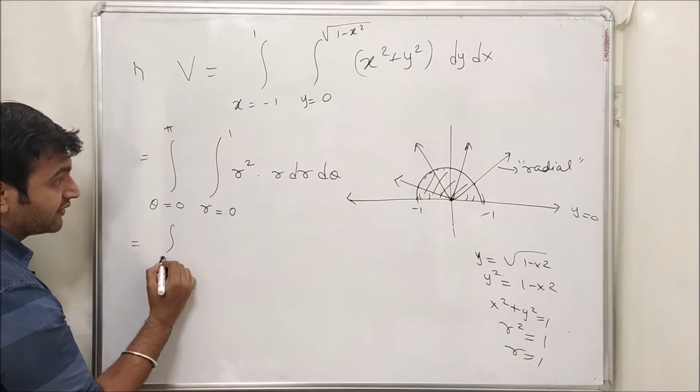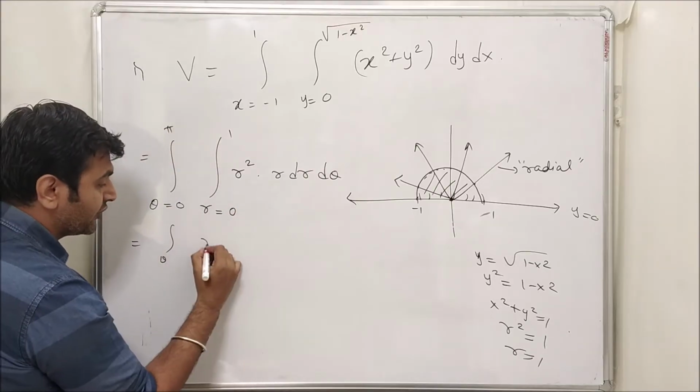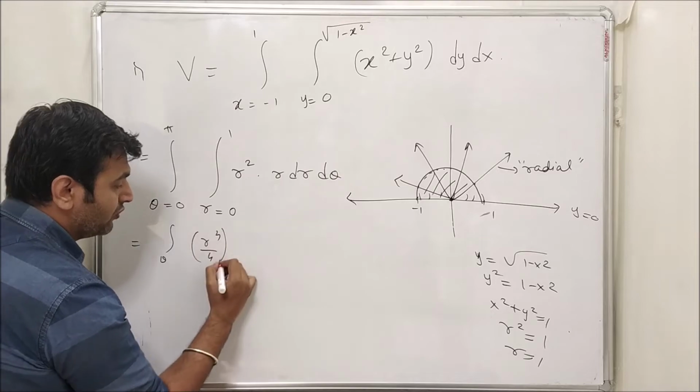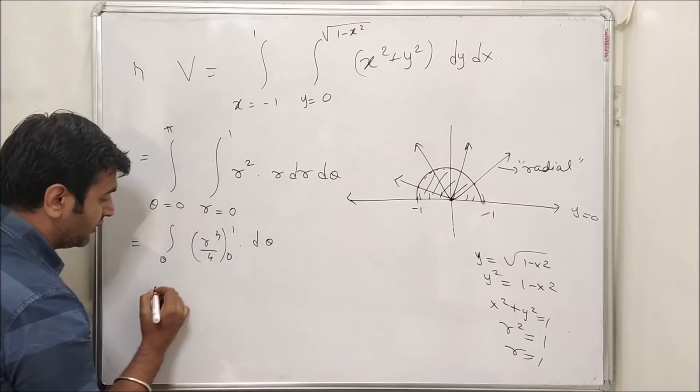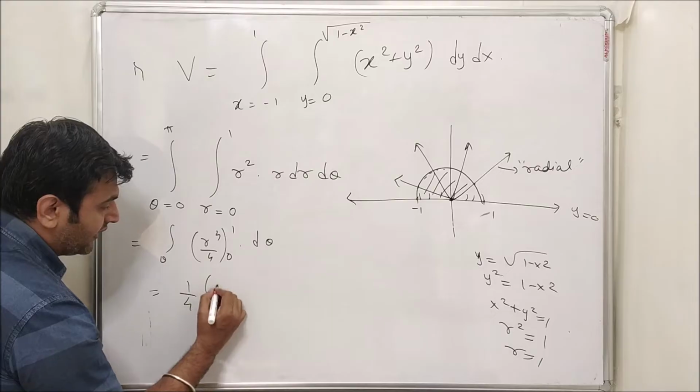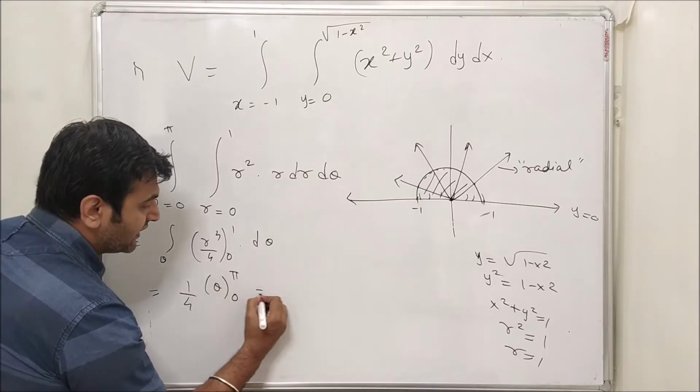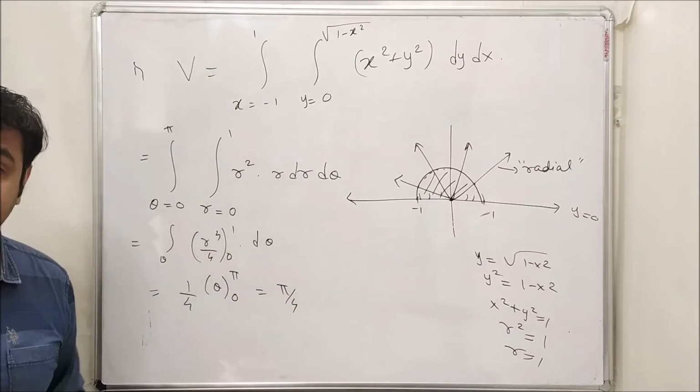And now this is easy, right? This is r cube. What is the integration of r cube? r raised to 4 upon 4, 0 to 1, into d theta. This is nothing but 1 by 4 and the theta integration 0 to pi. So the answer is pi by 4. So that's what the answer is.